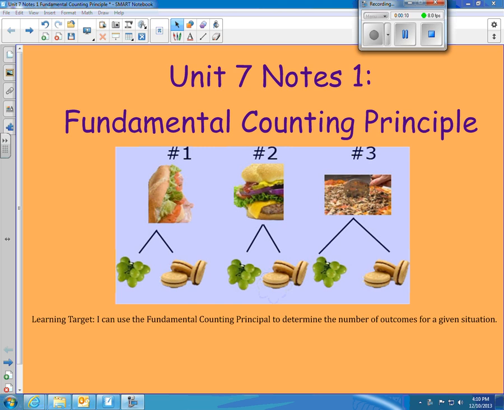We're going to be doing Notes 1 today, which is on Fundamental Counting Principle. Our learning target today is, I can use the Fundamental Counting Principle to determine the number of outcomes for a given situation. So let's talk about, well, what is that Fundamental Counting Principle?